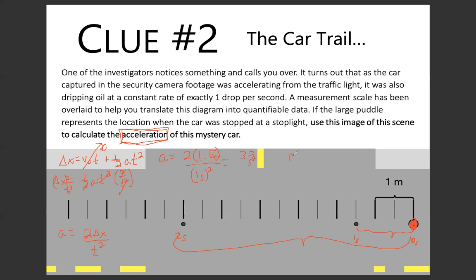We could also look at the whole interval from 0 to 2 seconds. That would be 2 times this distance from here all the way to here, which we see is 1 meter, 2 meters, 3 meters, 4 meters, 5 meters, 6 meters. And that would be a 2 second interval, 2 seconds squared, which is 12 meters over 4 seconds squared, which is 3 meters per second squared. And we see that these agree.